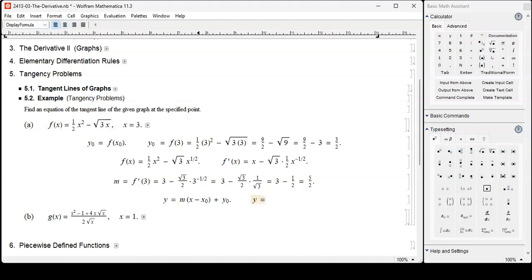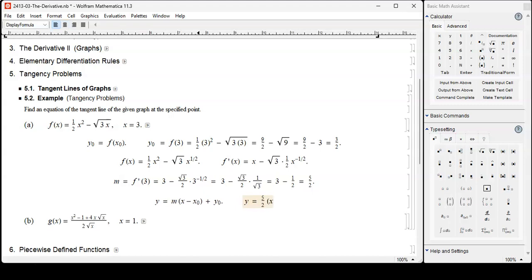So in this case, y equals slope 5/2 times x minus 3 plus y naught 3/2. That is the equation of the tangent line I'm looking for. The slope-point equation of the tangent line. Do not waste your time breaking it up and making it into a slope-intercept equation. I like this one better.